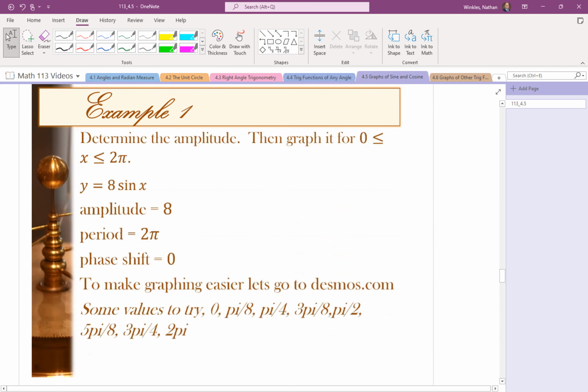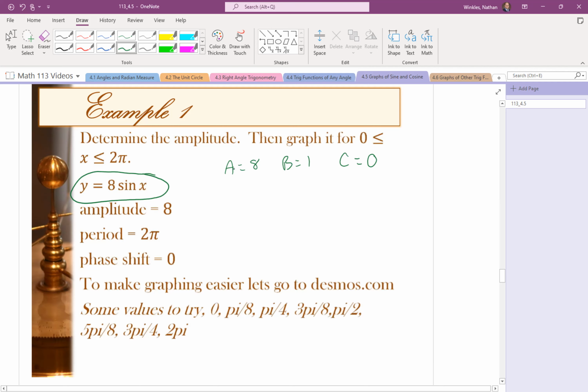So we're going to start out right here by determining the amplitude and everything else we want to know about this in order to graph it. Graph it for 0 to 2 pi for y equals 8 sine x. So let's label everything that we know. We know that our A is 8, our B is 1, and our C is 0. We label that every time, so we can easily figure out everything.